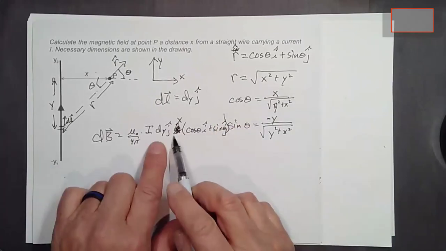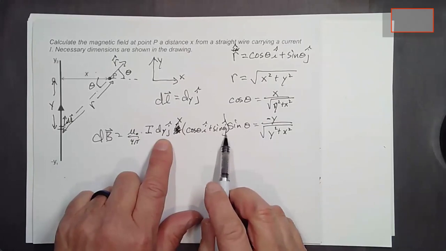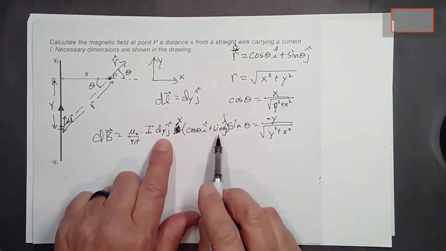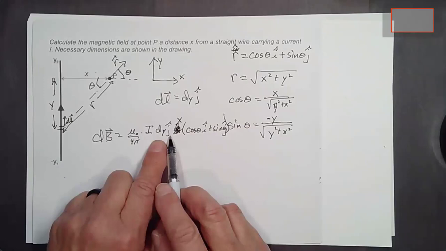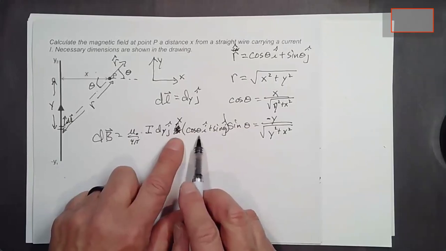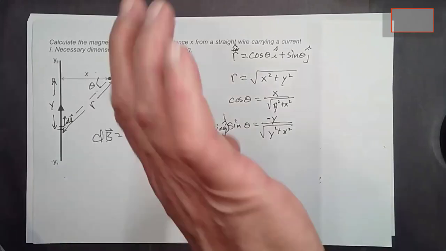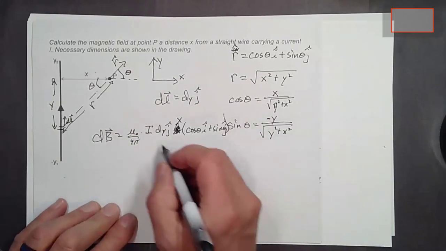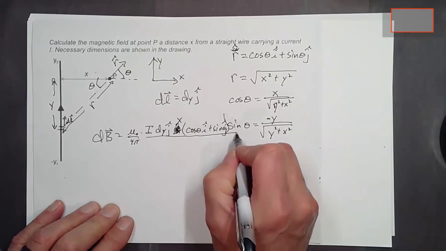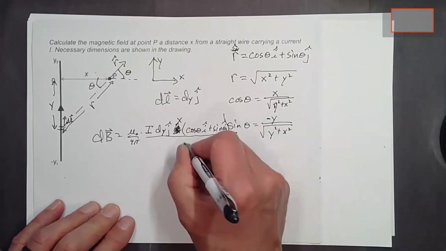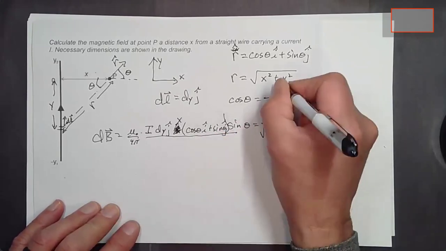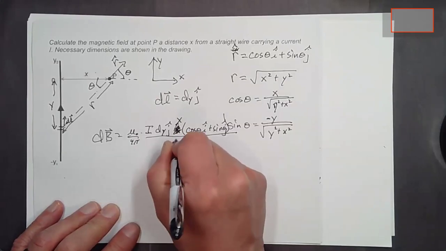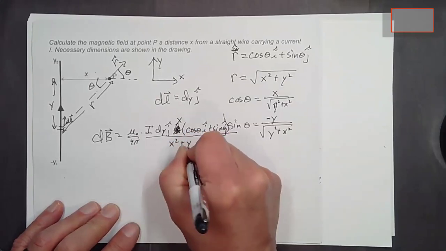And j hat crossed with j hat is 0, a vector crossed with itself. So really all I'm going to have is j hat cross i hat here, and that's going to be in the minus k hat direction. But then on the bottom here, I also have r squared, which is actually x squared plus y squared.